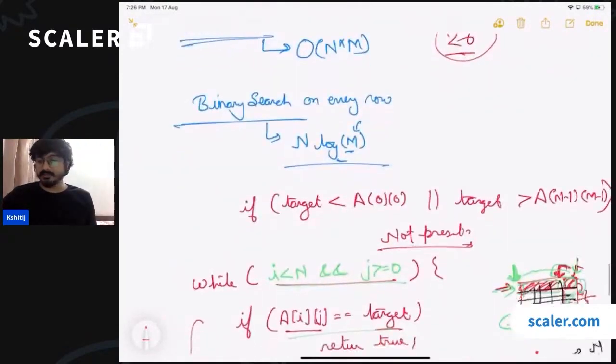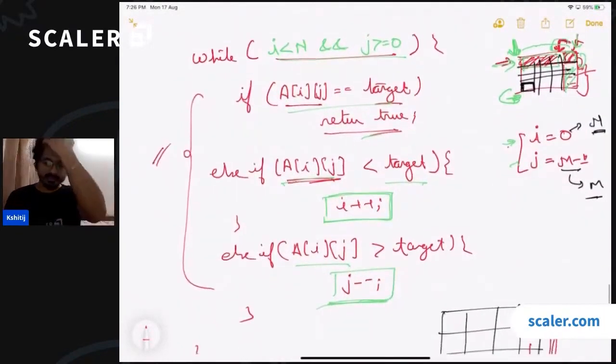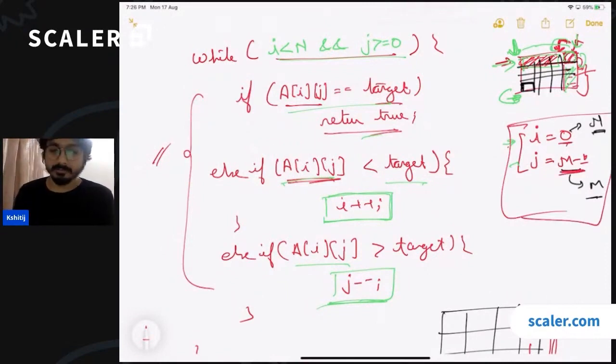Pseudocode, we have written the pseudocode, right? This is the pseudocode. Oh, this is the actual code, not the pseudocode. This is how you are going to initialize your i and j, i from 0, j from m minus 1.